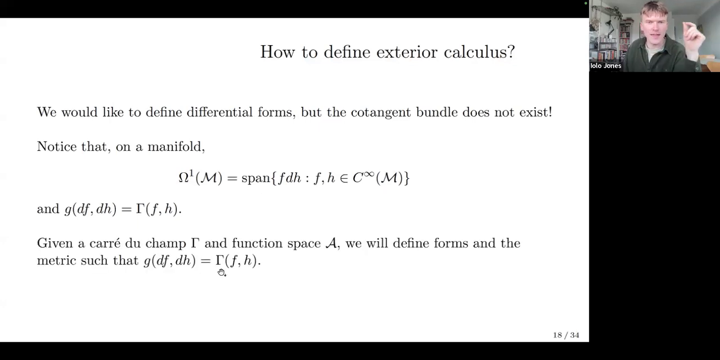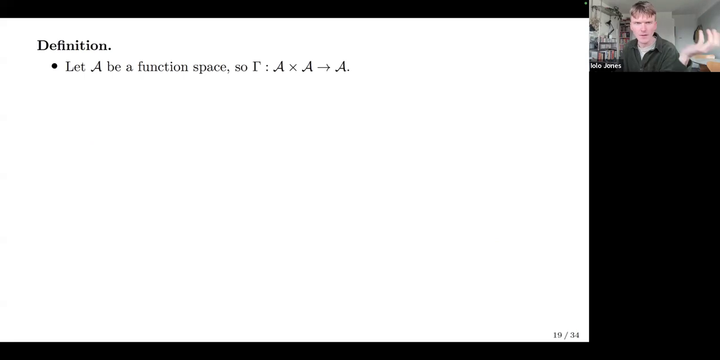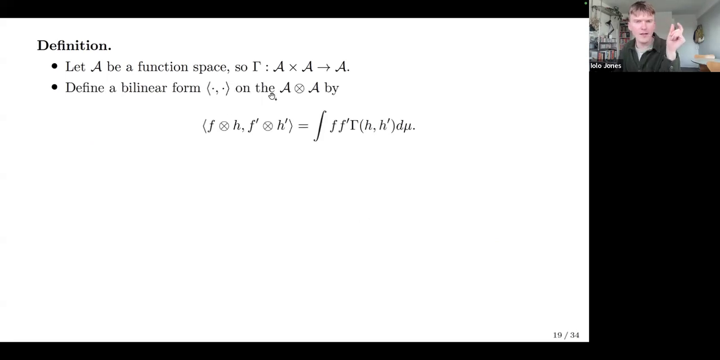So we want to take a Carré du Champ gamma and a function space A, and we're going to define forms basically in the same way that enforces that stuff to be true. So we start with A. Gamma is a bilinear map on A. We're then going to think about one forms basically as being like the tensor pairs of functions. So these are going to play the role of f dh in the space of one forms, but we're going to construct them out of tensor products of f and h.